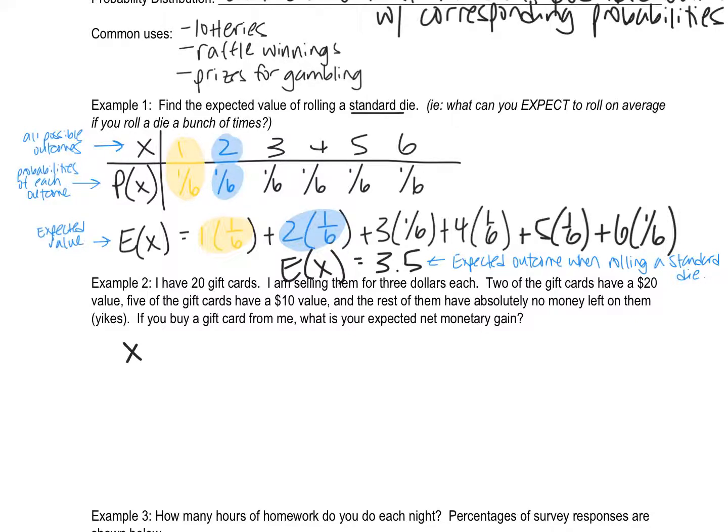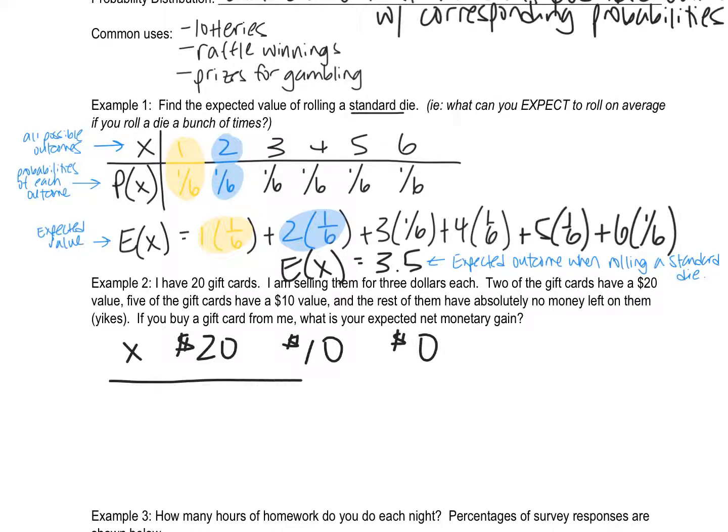I'm selling all of them for $3 each, so you're going to buy a gift card from me for $3. 2 of the gift cards have a $20 value, so that's one of my outcomes. That's one of my possibilities. 5 of the gift cards have a $10 value. That's another option of winning. And the rest of them have no money left, so 0.